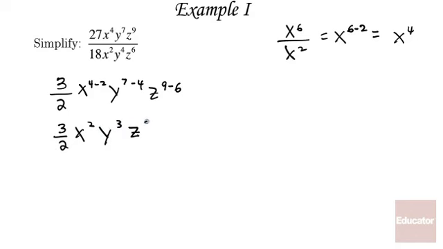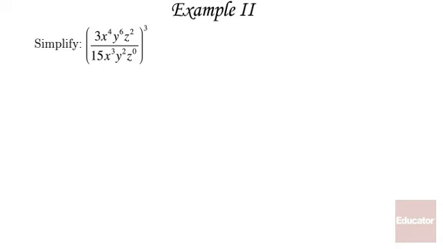So again, I simply applied my rule that allows me to divide expressions with the same base by subtracting the exponents. And this is in simplified form because my bases are present only once. I did simplify my fraction, and I don't have any powers raised to powers. Example 2 is slightly more complex because I have a quotient raised to a power this time.